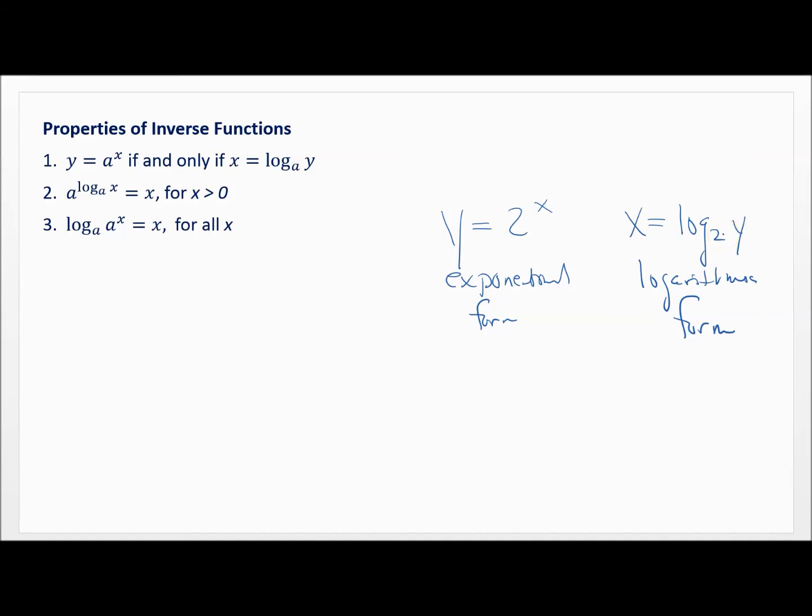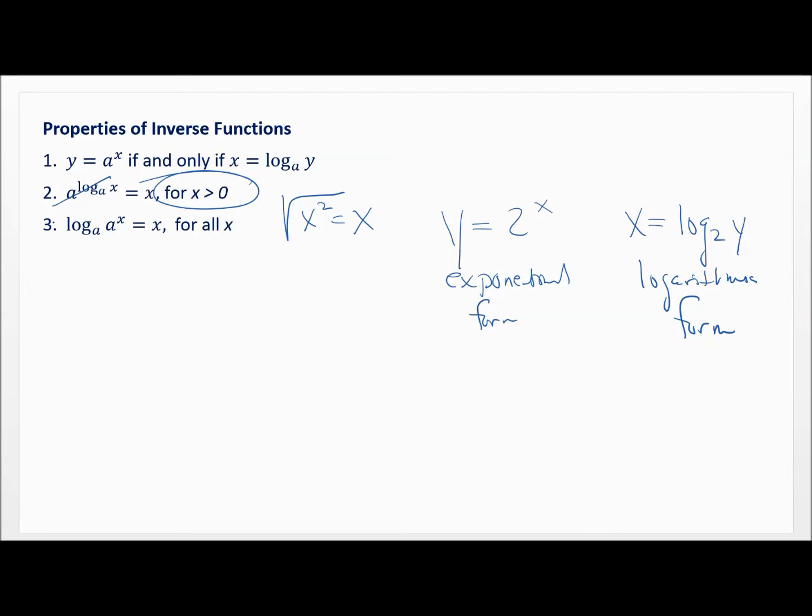All right, property number 2. If you have a to the log base a of x, remember how I just pointed out that log base a and a to the x are inverses of each other? Well, those guys cancel each other out and give you x. Again, it compares to taking the square root of x squared. That answer is x as long as x is greater than 0. Notice this is required here too.